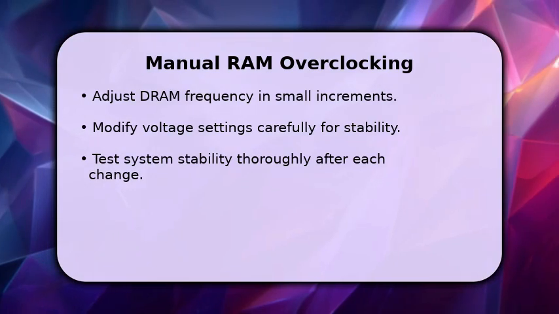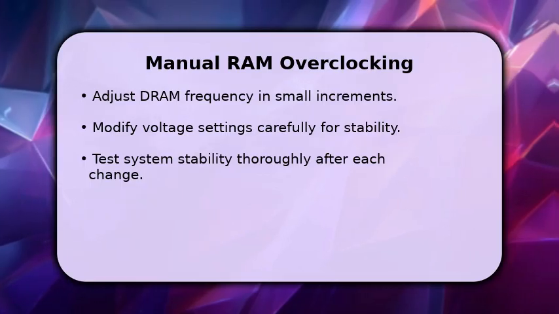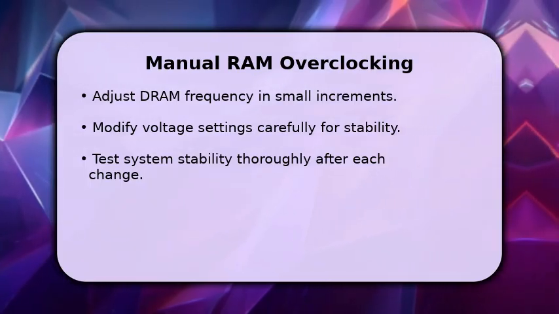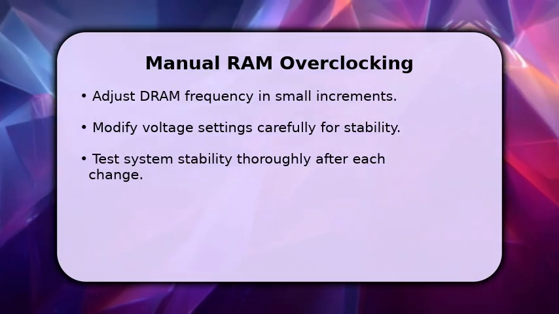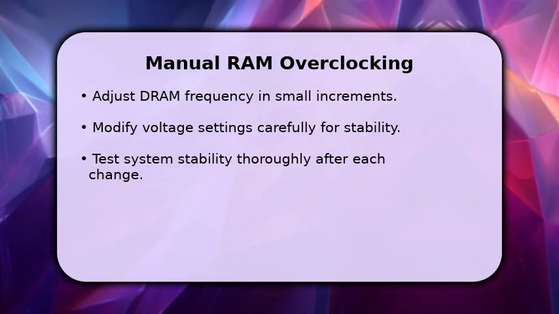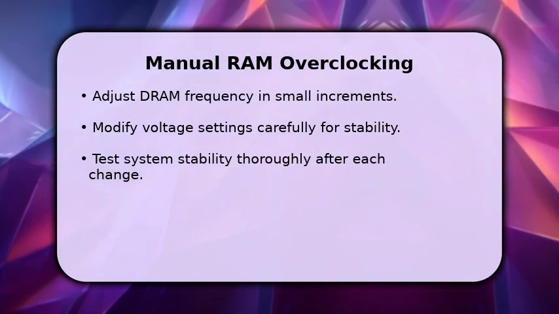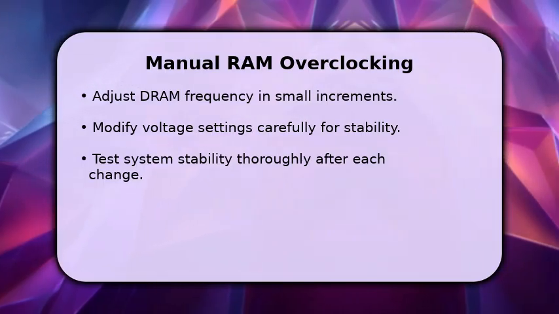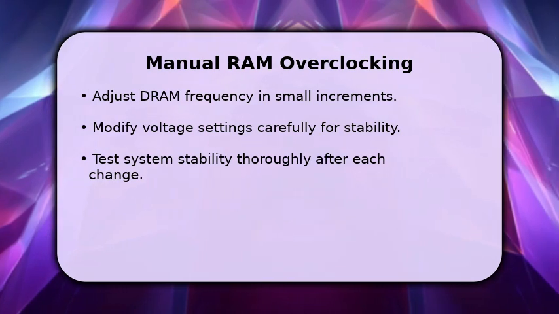For advanced users, manual RAM overclocking offers more control. In BIOS, you can manually set the DRAM frequency and timings. Make small adjustments, like increasing the frequency by 100 MHz at a time. Remember to also adjust the voltage slightly if needed, but always proceed with caution. Test your system's stability after every change to prevent issues.